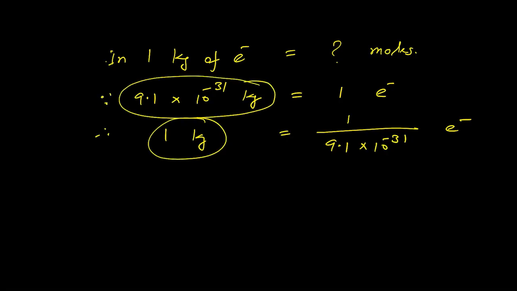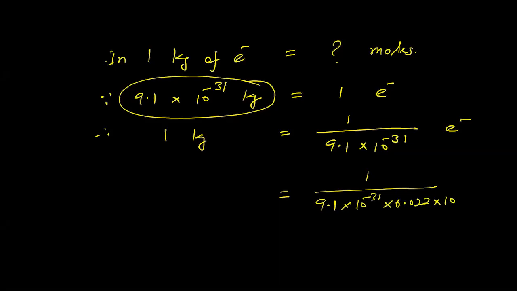The mass of one electron is 9.1 into 10 power minus 31. Hence, 1 kilogram will have 1 divided by this mass. But this is the number of electrons, not moles. We need moles, so convert numbers to moles. Divide again by 6.022 into 10 to the power 23. These many moles of electrons will be there.